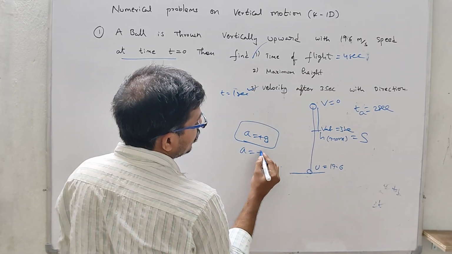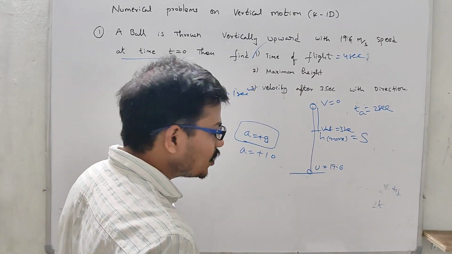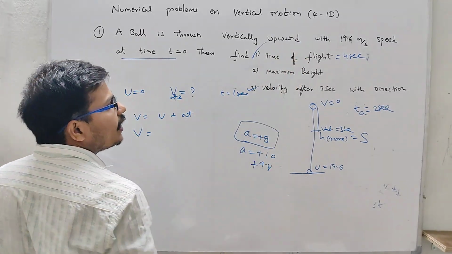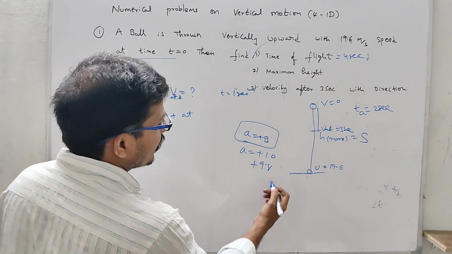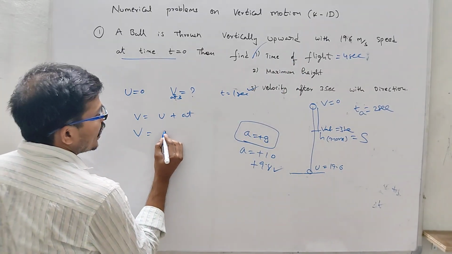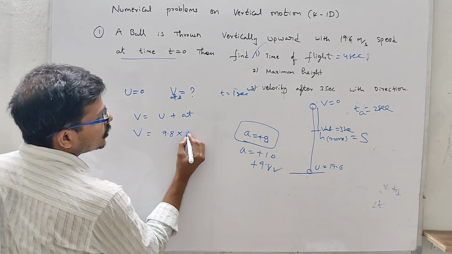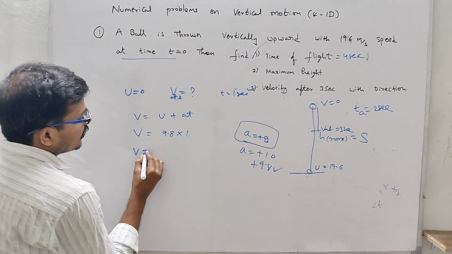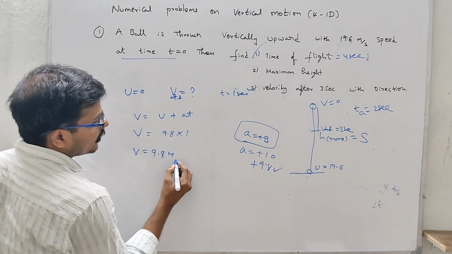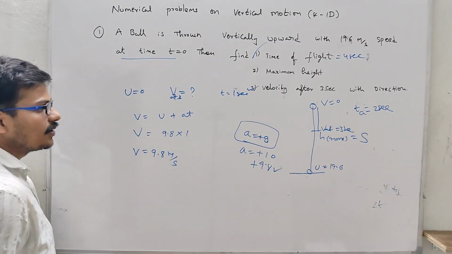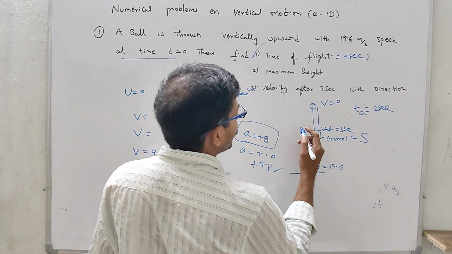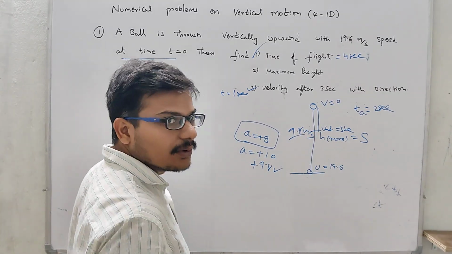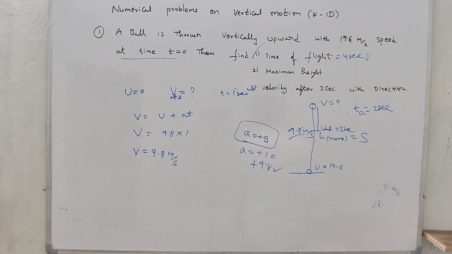A is equals to plus 10 or plus 9.8. Here given the point, so we have to consider 9.8. So 9.8, t is how much? 1 second. So v is equals to 9.8 meters per second. This is the velocity at this point. 9.8 meters per second. Note it.